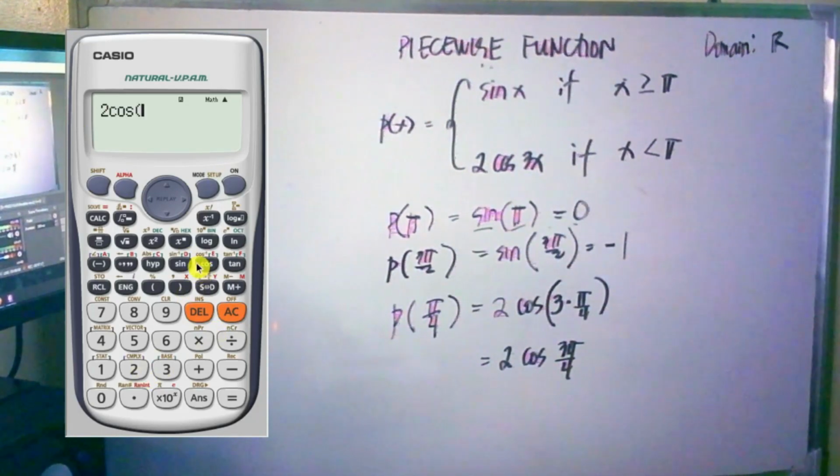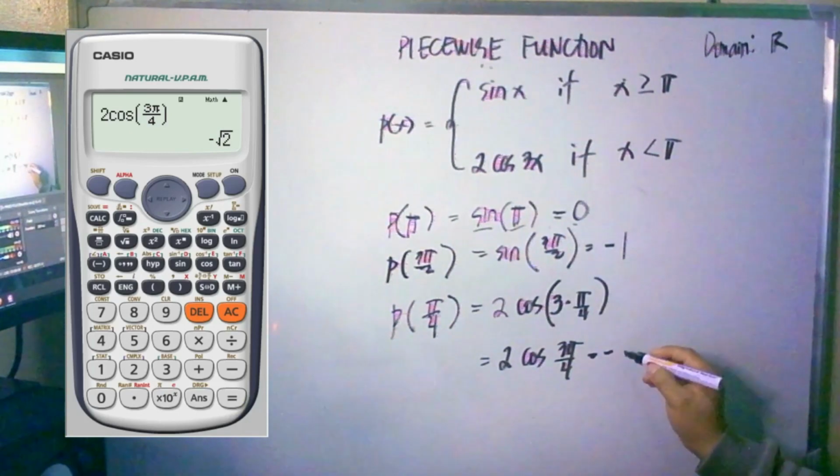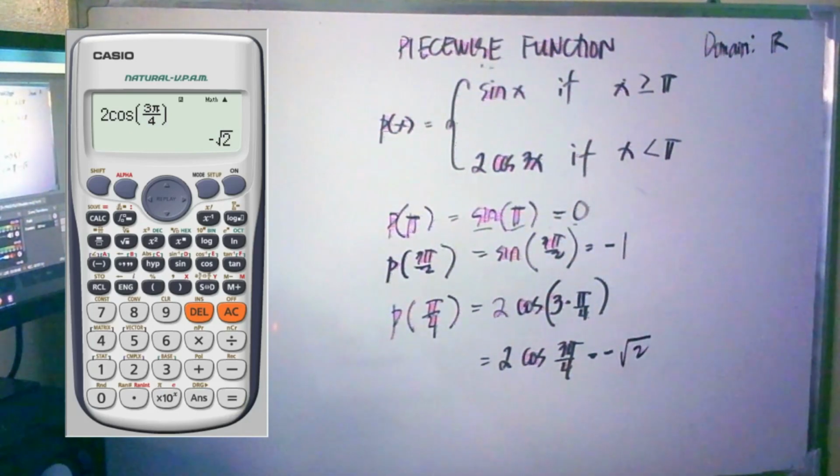2 cosine, I'm using my calculator, 3 pi over 4. The answer is negative square root of 2. Yeah, so ganun lang. Questions? Do you have questions now?